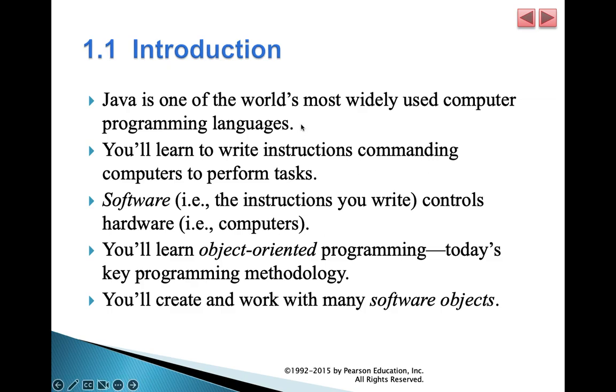Java is one of the world's most widely used programming languages. Like 10 years ago it was number 1, but now Python is the most famous, and still Java is very famous. You will learn to write instructions commanding the computer to perform tasks, and actually these are the programs. Programming is how to write instructions to the computer using the Java language. So the software is just instructions you write to control the hardware, which is the computers.